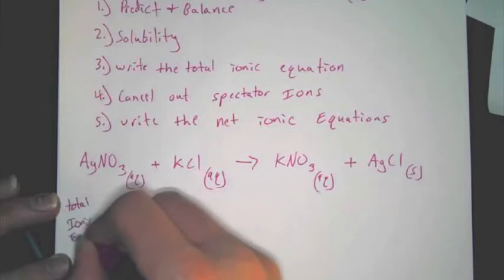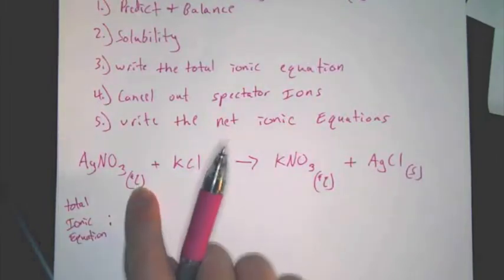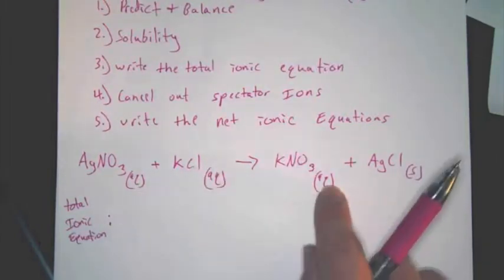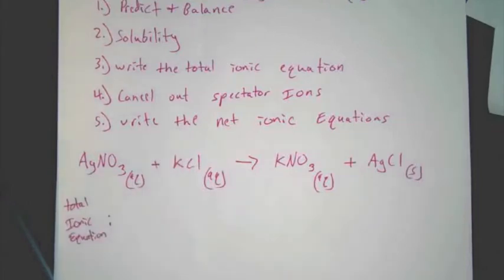Now, thankfully, this part is pretty straightforward. All you need to do is separate everything that is aqueous. What do I mean by separate? I mean you're going to break it apart between the positive and negative ions and write it out in this really long total ionic equation.